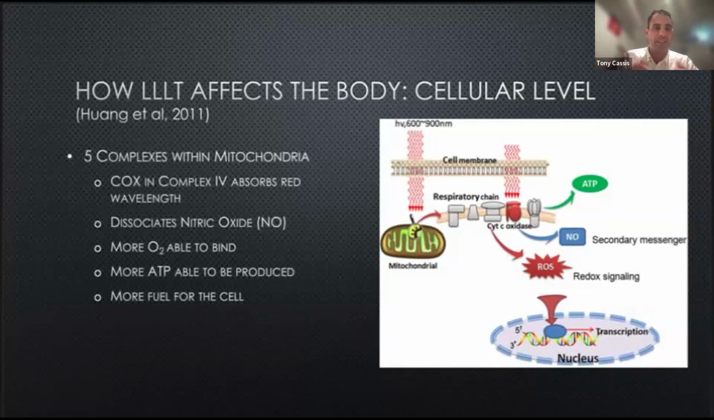Now, depending on what that cell is, if it's an immune cell, you're going to get a better immune response. If it's a fibroblast, you're going to get more tissue. If it's an osteoblast, you're going to get more bone production. Whatever cell that mitochondria belongs to will be more efficient at doing whatever it does, because it can produce more energy to power that cell. That's the major take home of that slide.